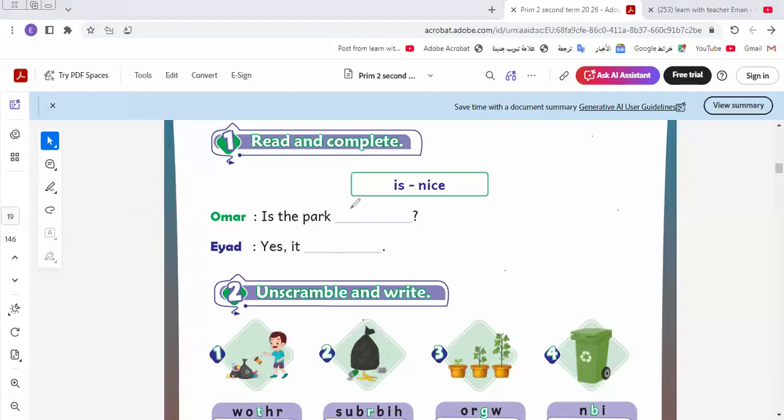Here it says, is the park nice? Here I will write: Is the park nice? Yes, it is. Is the park nice? Yes, it is. Let's continue the rest of the exercise.